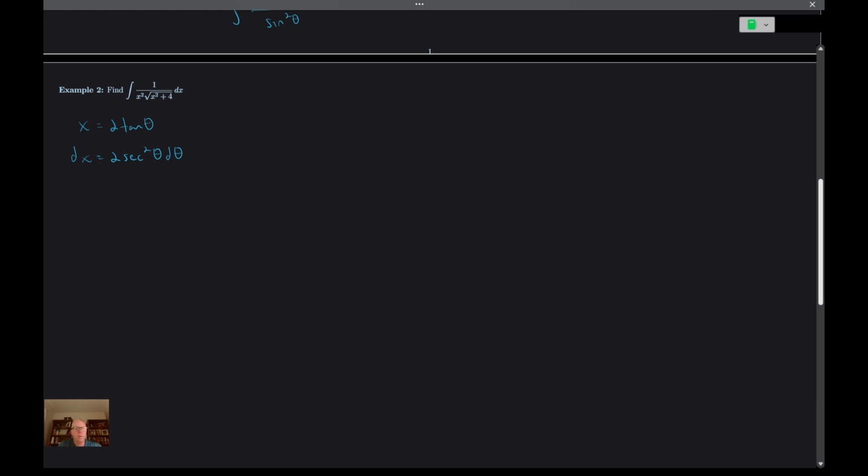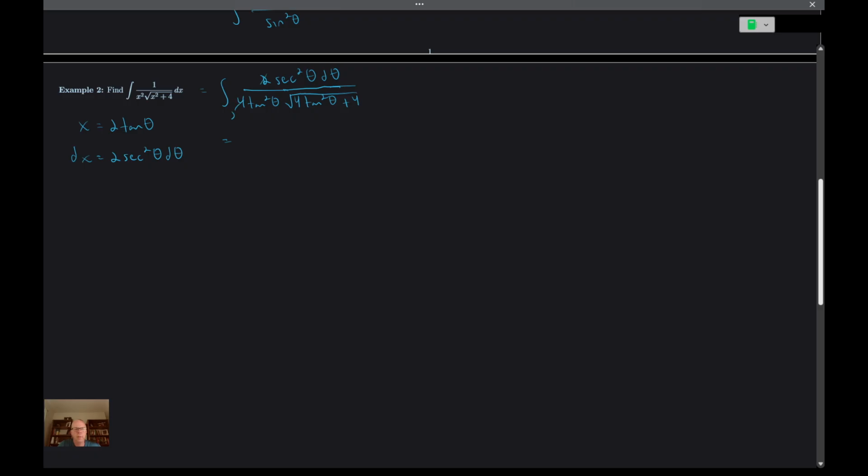All right, so now let's make our substitution. Again, just straight substitution. So 1 over x squared is going to be 4 tangent squared theta, square root of 4 tangent squared theta plus 4. And then d theta, we'll just write that up here. We just have 1, so we'll just write 2 secant squared theta d theta. All right, so now let's simplify, see what we get.